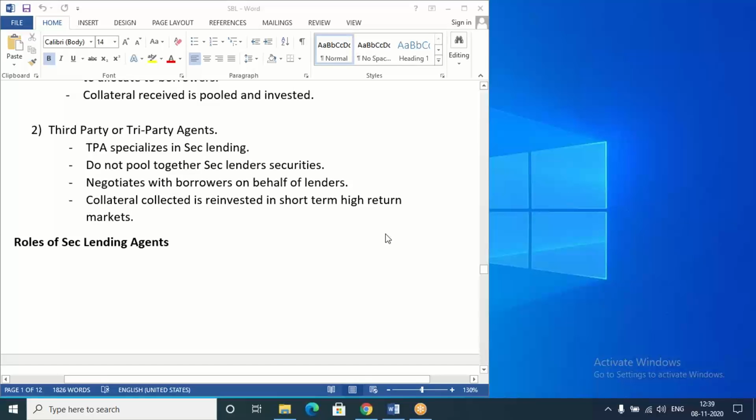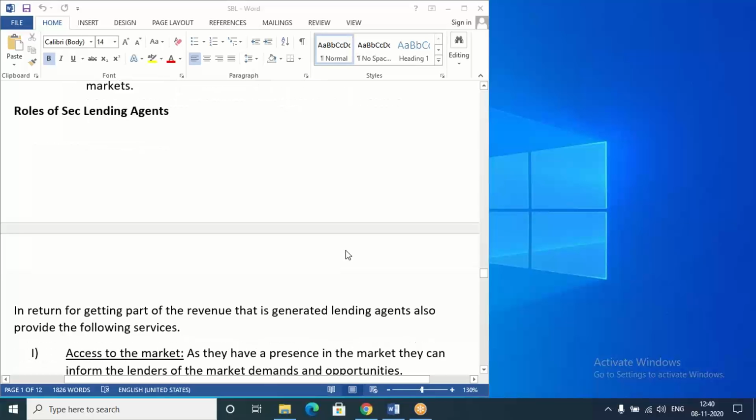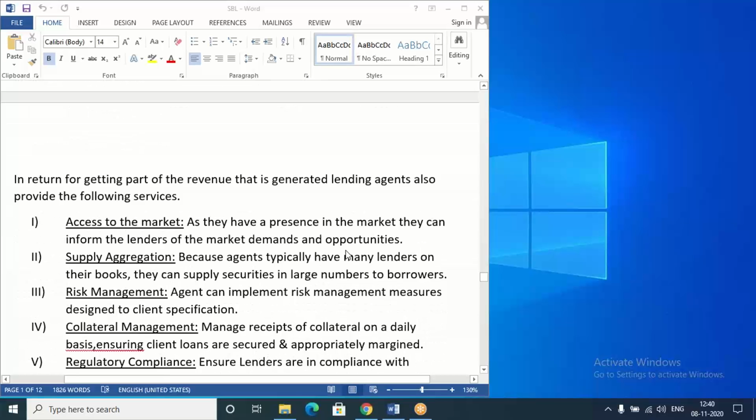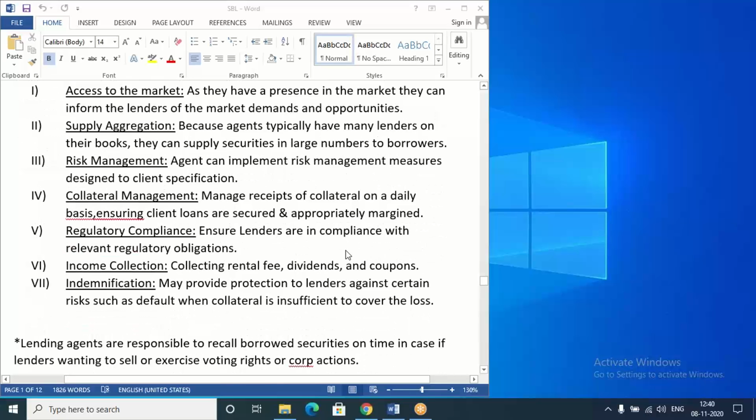We are still under participants of stock borrow lending. We discussed lenders. We discussed sec lending agents. Now we're going to discuss a little more about the role of the securities lending agent in the market. What other services do they give? One is access to market.